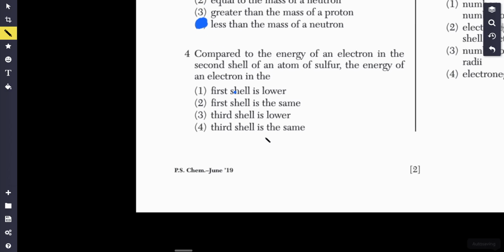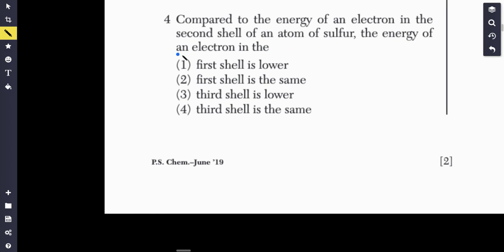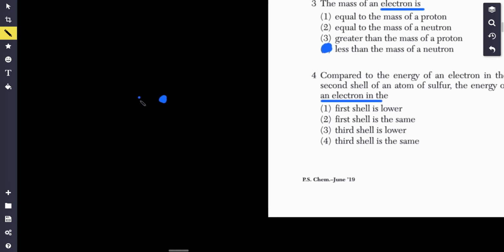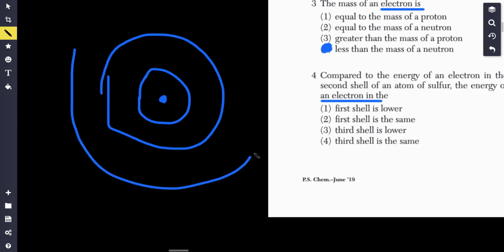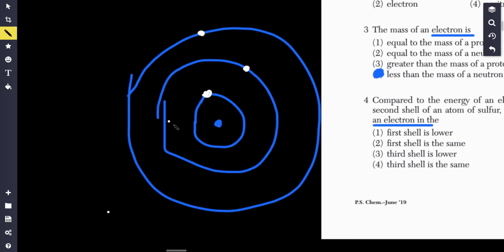All right. Compared to the energy of an electron in the second shell of the atom of sulfur, the energy of an electron in the... Okay, so what you have to know is something called Bohr's model of the atom. Let's say this is a model of the atom, where in the center I've drawn the nucleus, and all of these rings represent electron shells, regions where an electron could go. These are the locations where the electron can orbit around the atom. This is why this model of the atom is also called a planetary model.